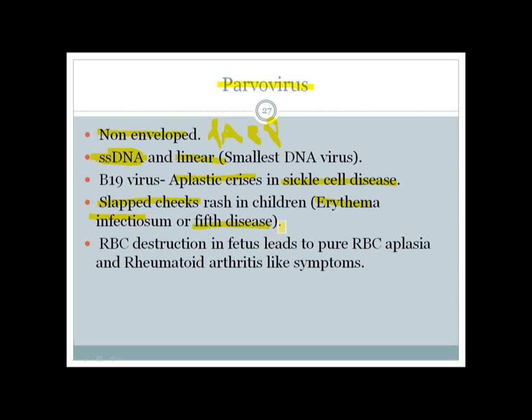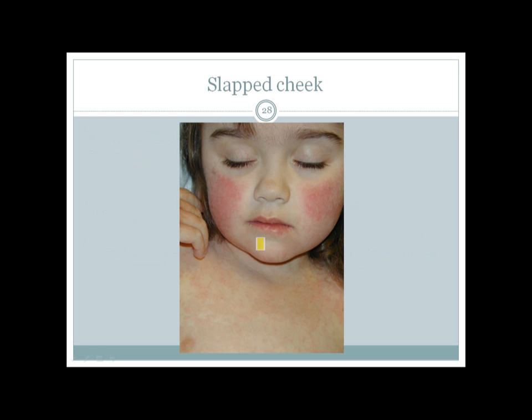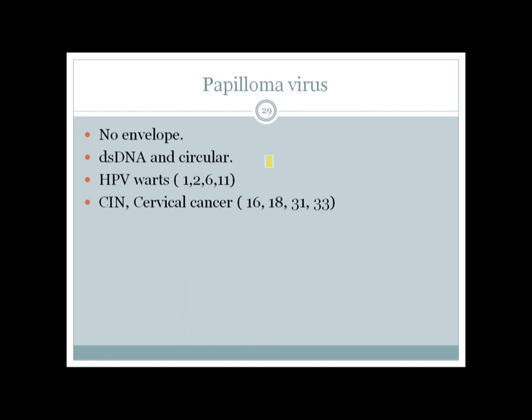And if a fetus is infected with Parvovirus, it can lead to destruction of the RBC, resulting in pure RBC aplasia, and also some rheumatoid arthritis-like symptoms. Here you can see a child who has a rash on both cheeks, looking like a slap cheek, and that occurred due to Parvovirus infection. It's also known as erythema infectiosum or fifth disease.